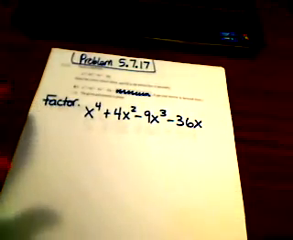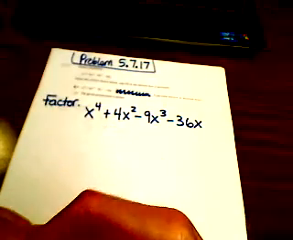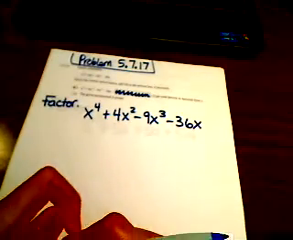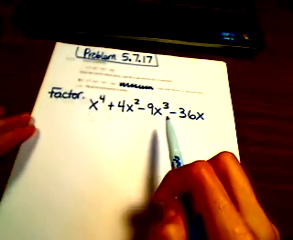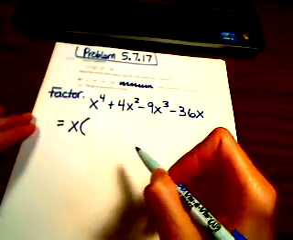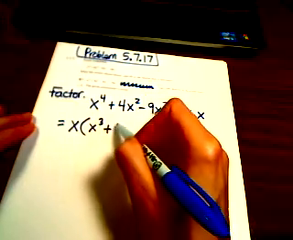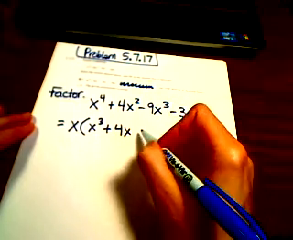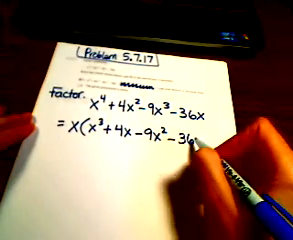Okay, so whenever you're trying to factor anything, the first thing you're always going to do is look to see if there's a greatest common factor in the problem. And you can see that in this problem there is a greatest common factor, and that's an x. So let's first pull out that x, and we're going to be left with an x cubed, a 4x, and then a minus 9x squared, and a minus 36.